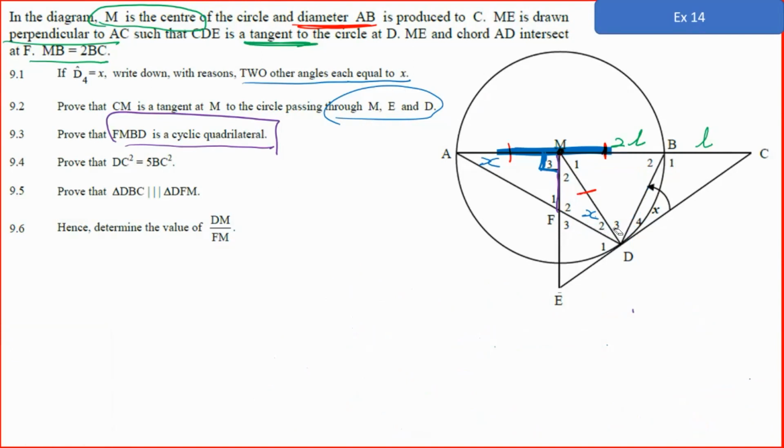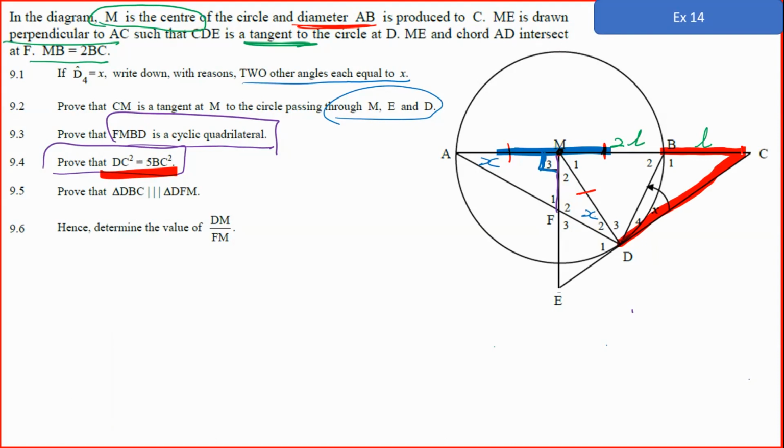So let's now go to the next question. The next question wants you to prove that DC squared, let me highlight DC for you, is equal to 5BC. Sure.